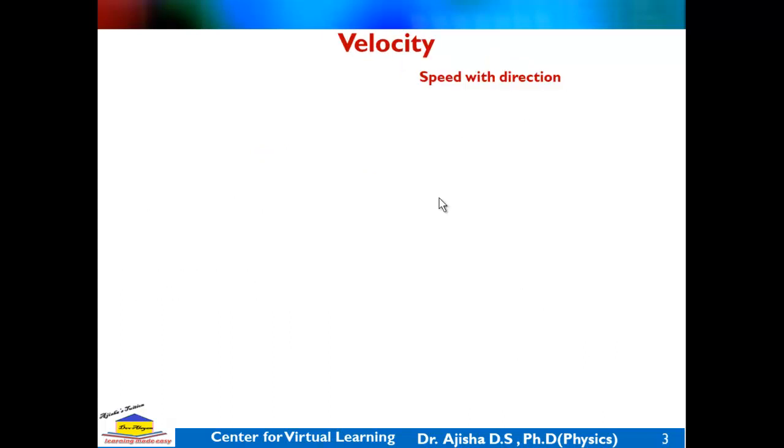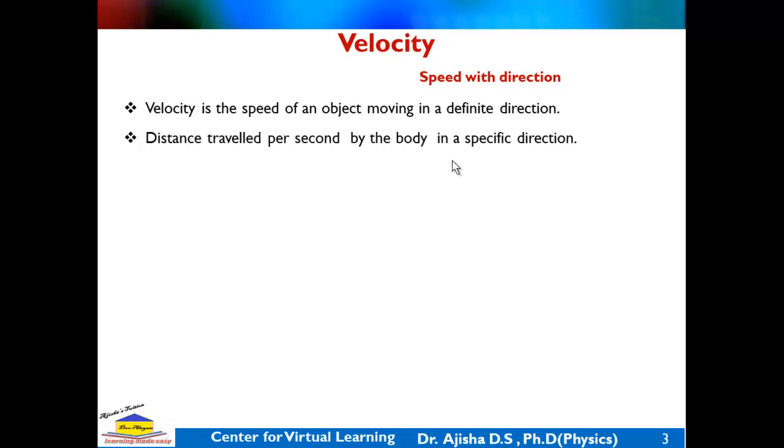Velocity is the speed with direction. The speed of a moving object in a particular direction is called velocity. So the velocity of the given object is the distance traveled per second by the moving object in a particular direction. Velocity is calculated by the formula displacement by time. Displacement is direction dependent; we know that displacement is a vector quantity, so it shows the direction of the moving object.